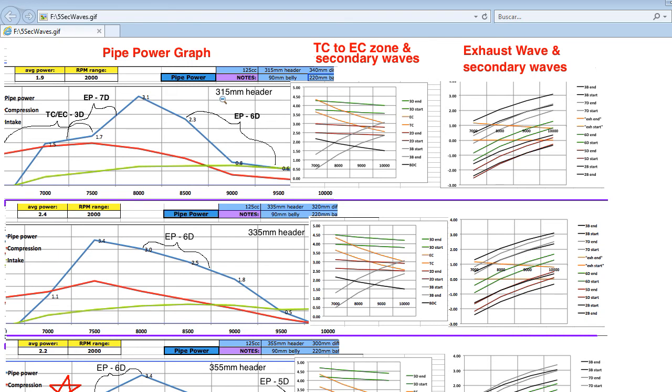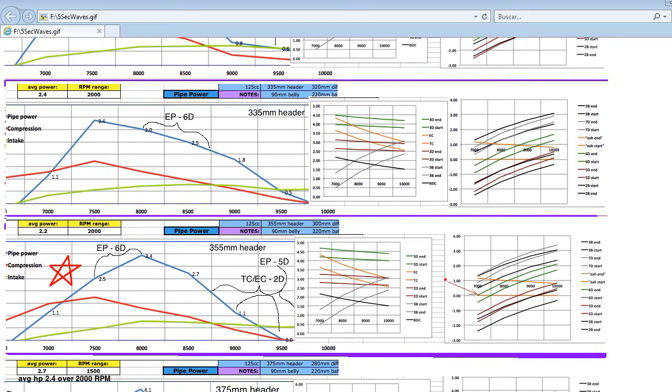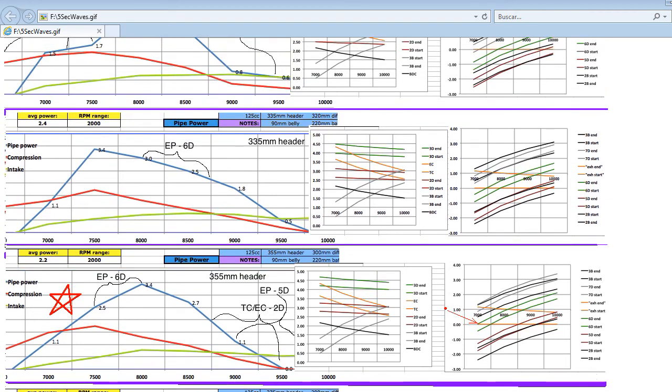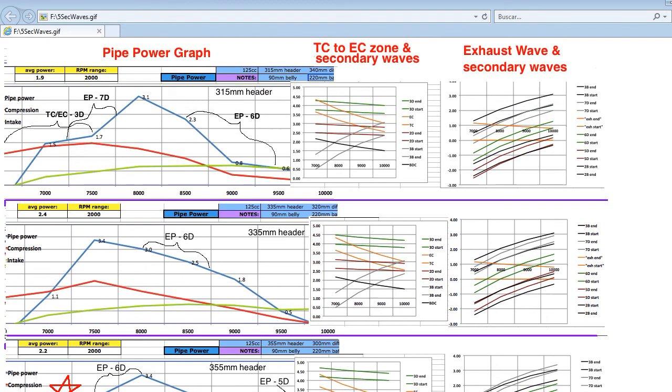So we start at 315 header, and let's look what we have with a 355 header. You see the green is no longer in the middle like it was here. It's higher. And so you basically have gotten rid of 7D's influence completely. So now we've got 6D and we've got 5D to worry about. So that's how you play with those.